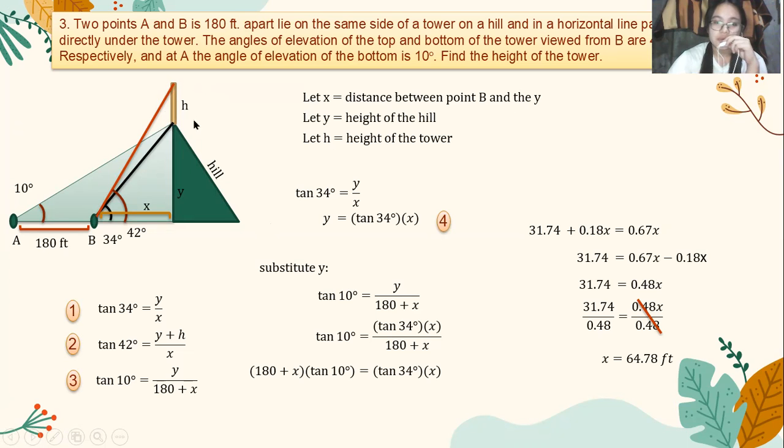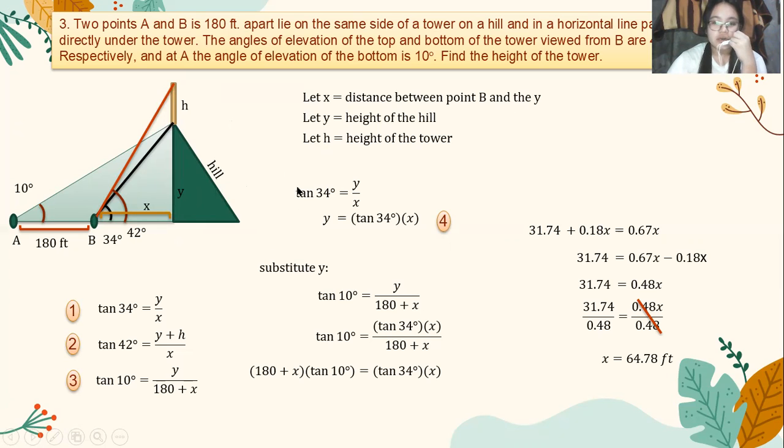So this is the tower. We are going to find the height of the tower, but we still have a missing variable. So let x be the distance between point B and the hill. We have to solve for the distance first in order to solve for the height of the hill and the tower. So let y be the height of the hill, which is the second one that we are going to solve, and let h be the height of the tower.